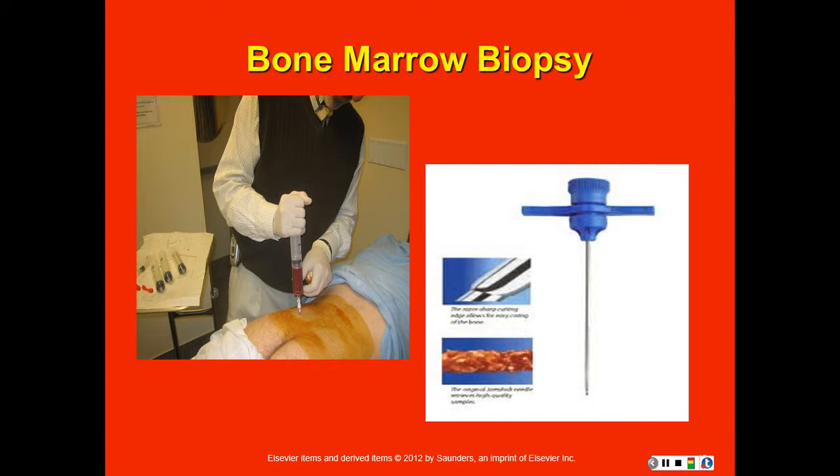What is the antidote for Versed? What is the antidote for Versed? Romazicon. Who said that? 2 points, Kendra. What is Narcan the antidote for? Narcotics.